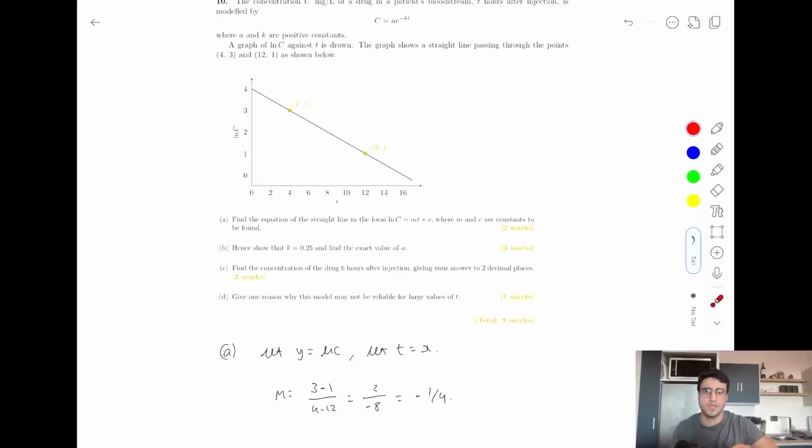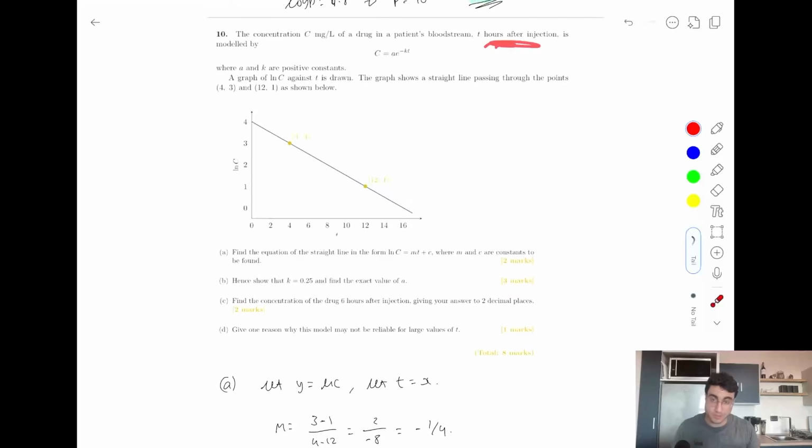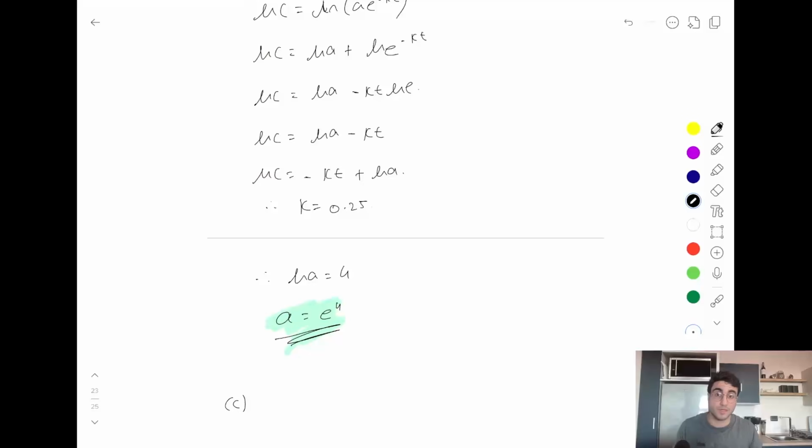Now for number C, guys, it says to find the concentration of the drug 6 hours after injection, giving the answer to 2 decimal places. So 6 hours after. Remember, T is represented in terms of hours. That's important to recognize. Sometimes they can make it in minutes, but you have to convert it, so always double check that. So 6 hours, that's pretty simple. We just have to plug in T.